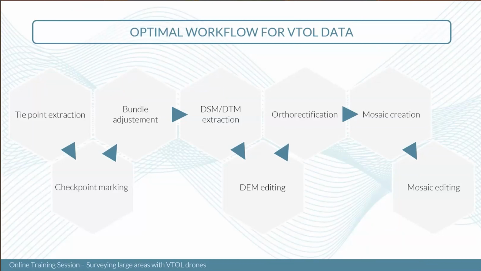Once you have a good solution for your aerial triangulation, you'll be able to extract a surface model in a raster format or even in a point cloud, depending on your needs. From this surface model, Correlator 3D will also be able to generate a terrain model. And you can also, if you want, edit your surface models or your terrain models to refine the results. So we have some manual editing options.